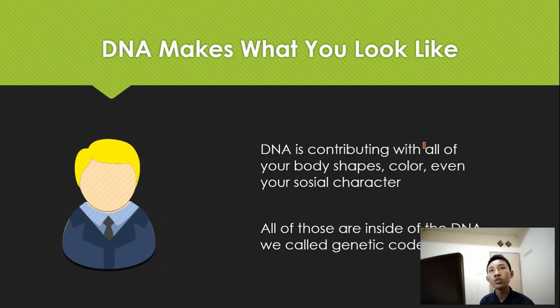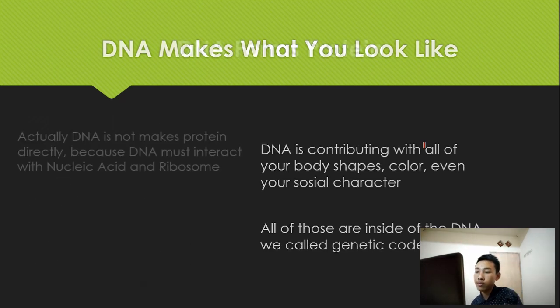And after we know the DNA has a double helix shape, that's like a pair of ropes. In every single rope there are nitrogen bases like guanine, cytosine, thymine, and adenine. Every three of those nitrogen bases is called a genetic code that forms our body shape, color, even our social character.